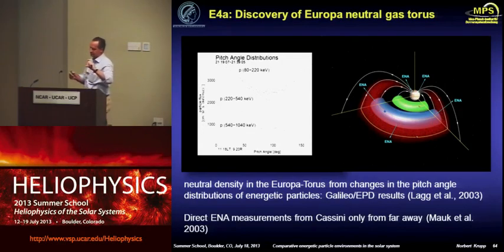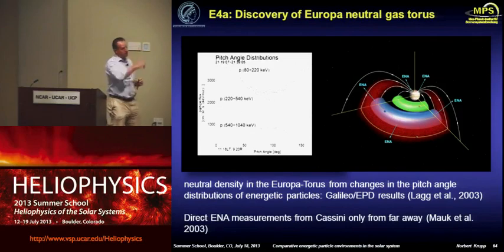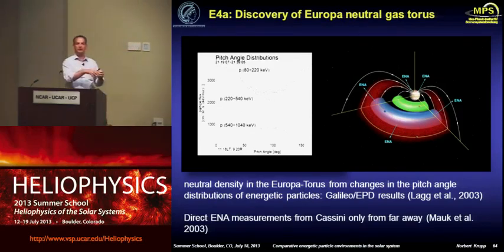So from that dip of the pitch angle distribution, we could determine that there must be something in the way of the particles along their bounce motion up and down, from which we could determine that there has to be some sort of a neutral cloud with a density of about 50 per cc in the vicinity of Europa. And that's exactly what later on the ENA imaging results showed, that there is such a torus present all the way around Europa.